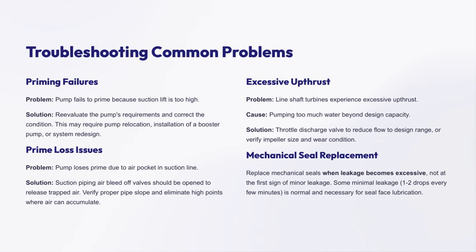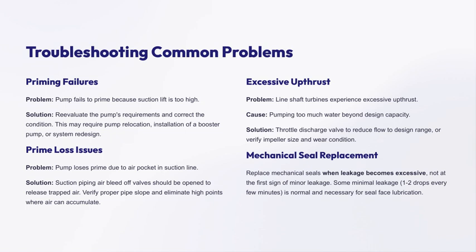Now, let's discuss excessive upthrust in line shaft turbines. This problem often occurs when the pump is moving more water than it was designed to handle. Overloading causes the shaft to experience too much thrust, which can damage bearings or other components. To address this, you should throttle the discharge valve to reduce the flow to the pump's designed range. Also, check the impeller size and wear condition. Worn or oversized impellers can contribute to this issue.